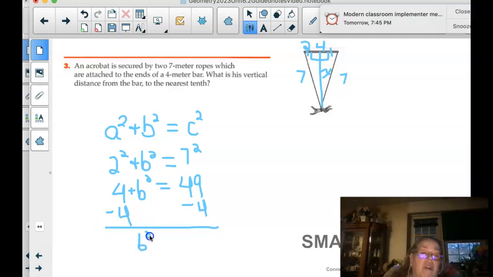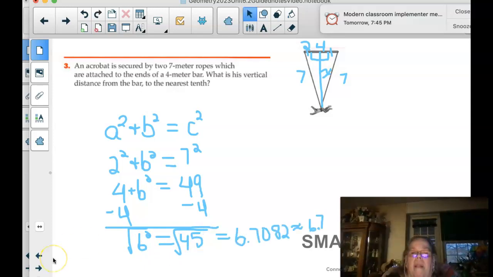And you can just do, if you want, the square root of 45. Take the square root, and hang on, I'll be right back with that square root. Okay, so I hope you did it on your calculator, but the square root of 45 is approximately 6.7082, and they want it to the nearest tenth, so it's 6.7. So she's approximately 6.7 feet away from that bar.